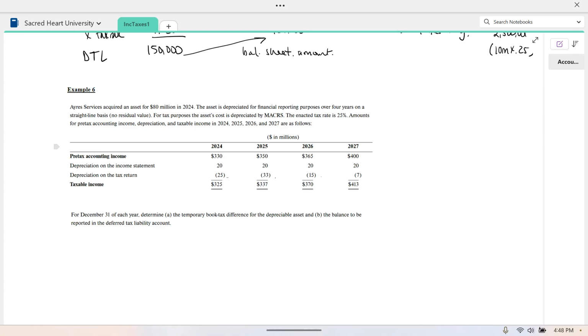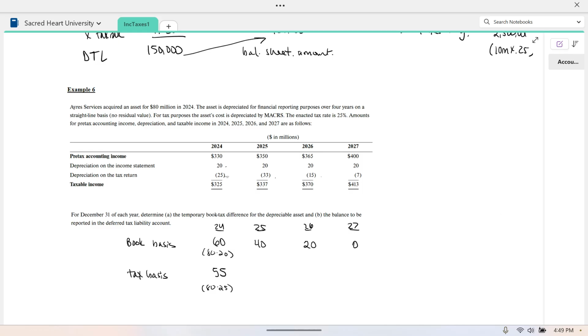We are asked to determine the temporary book tax difference for the asset and the balance to be reported in the deferred tax liability for each of these years shown. So let's look at this from a balance sheet perspective in each of these years. The end of the first year, we have this $80 million asset. From the book basis, we subtract out 20. So we have 60, and then subtract out 20, subtract out 20. Okay, and then on a tax basis, what is the value of this asset? It starts off at 80, we subtract out 25.